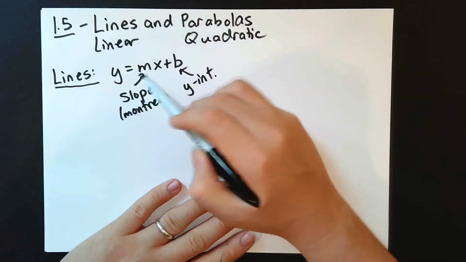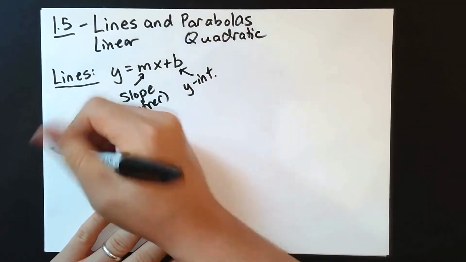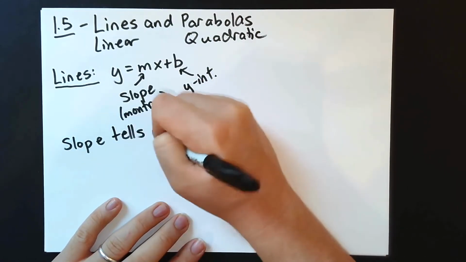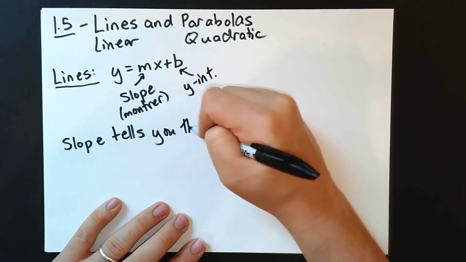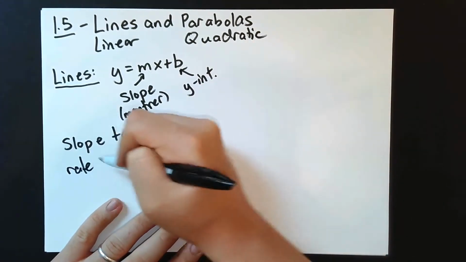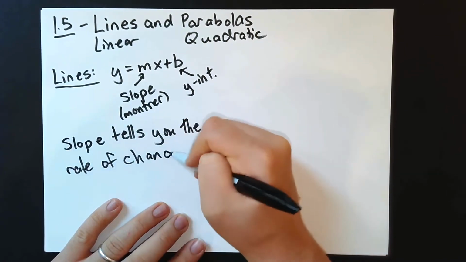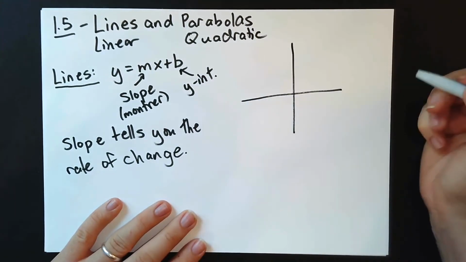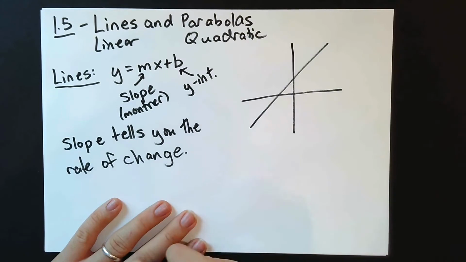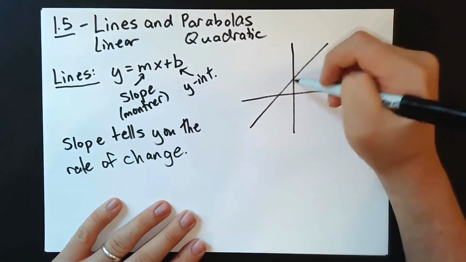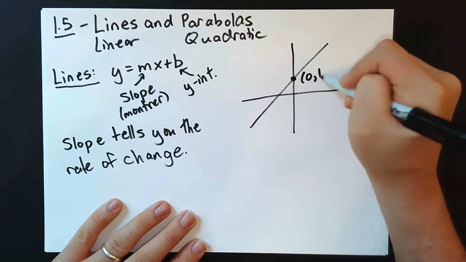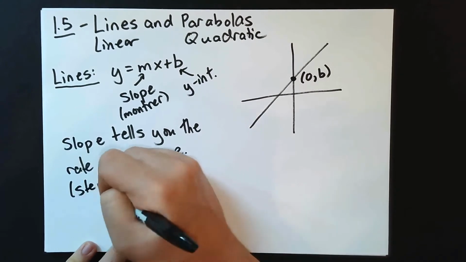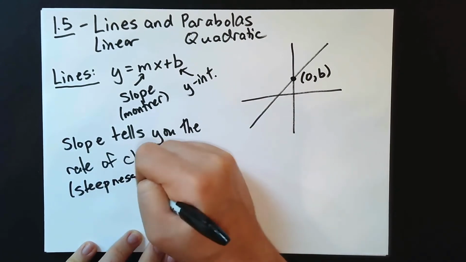So what does the slope tell you? The slope tells you the rate of change. And we'll talk a lot about what this means as we go along. But for now, I just want to think about this in terms of the line that you get. So if I get a line like this, the y-intercept is telling me where this intersection is, that is, where the y-intercept of the graph is. And then the slope is telling me something about the steepness of this line.